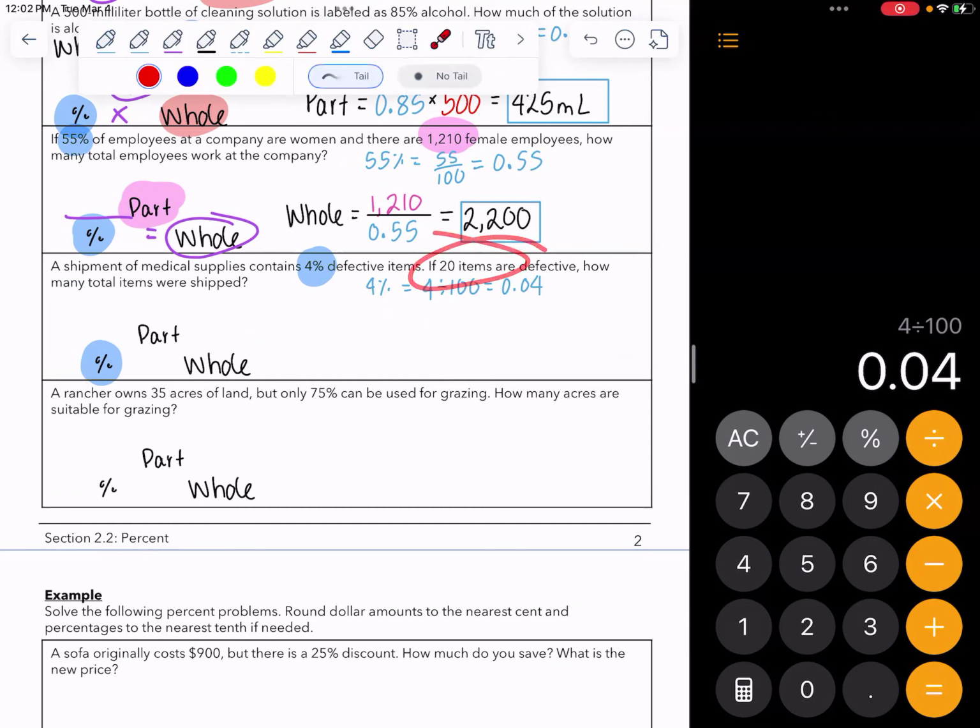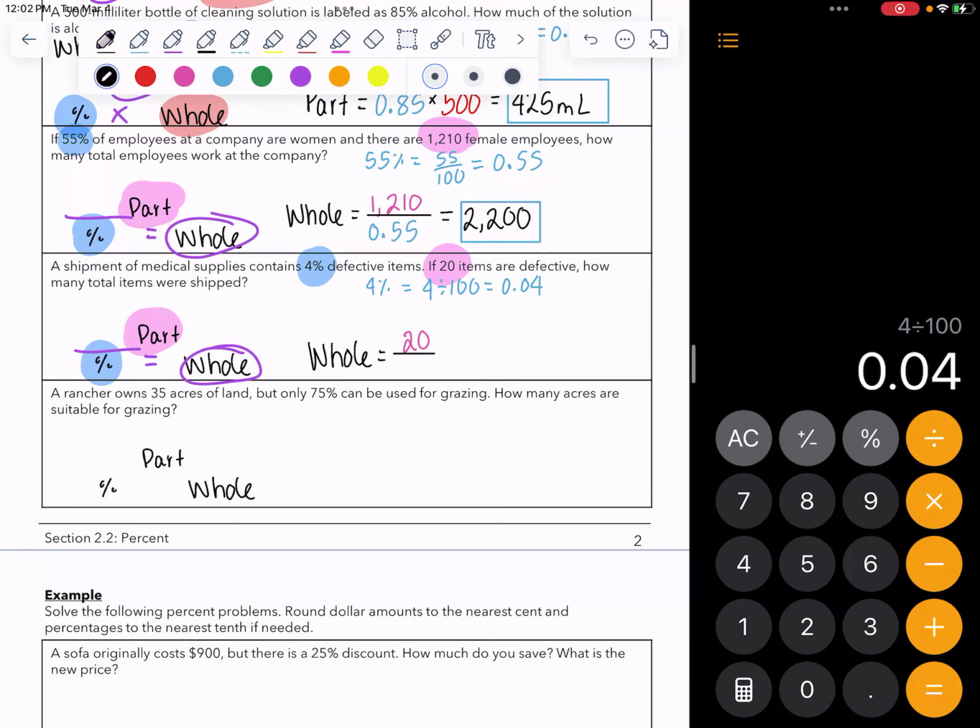We're told 20 of the items are defective, and we're asked how many total were shipped. So we're trying to find a whole. We're trying to find a total amount, which will be part divided by percent. That means that this part number we're given, the 20 defective items, is the part. So the whole is equal to the part divided by the percent. We have 20 divided by 0.04. So 20 divided by 0.04, 500. There were 500 total items, and 20 of them were defective, which is 4%. 4% of 500 is 20. And you could multiply 500 by 4%, 0.04, and you get, boom, 20.